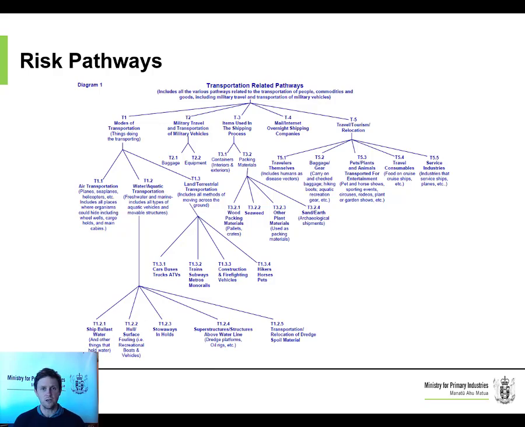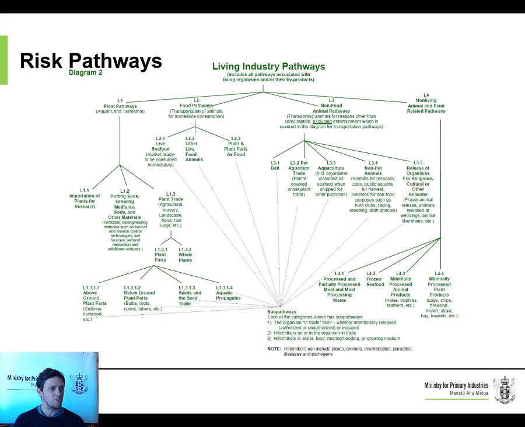This is a transportation related pathway as mentioned. Then we have a living industry pathway. A really good example of a piece of work that we are doing at the moment is the L2.1 on the diagram, live seafood. So we know that live seafood can either be used for edible, for human consumption, or animal consumption, things such as bait.